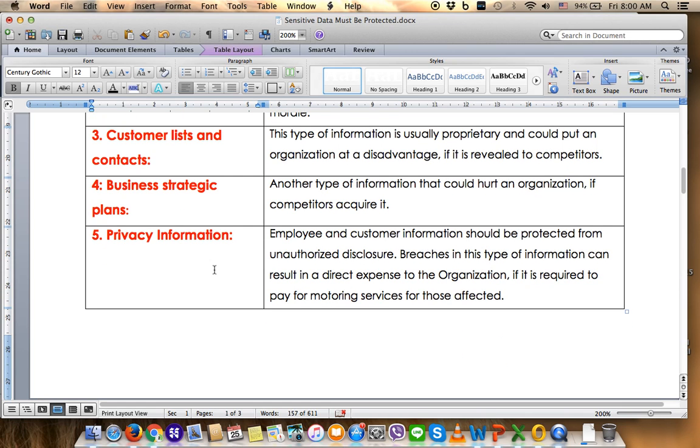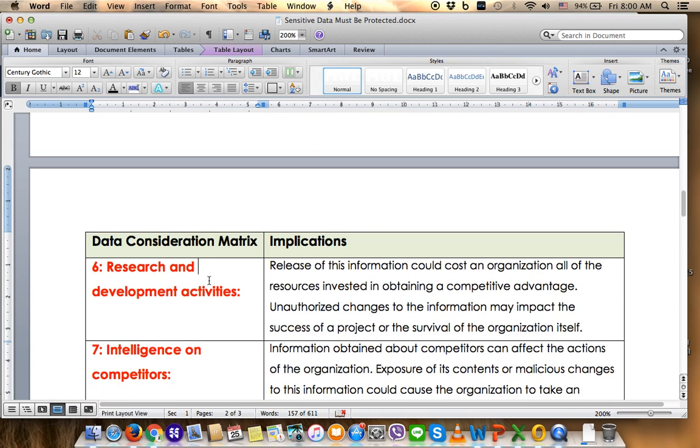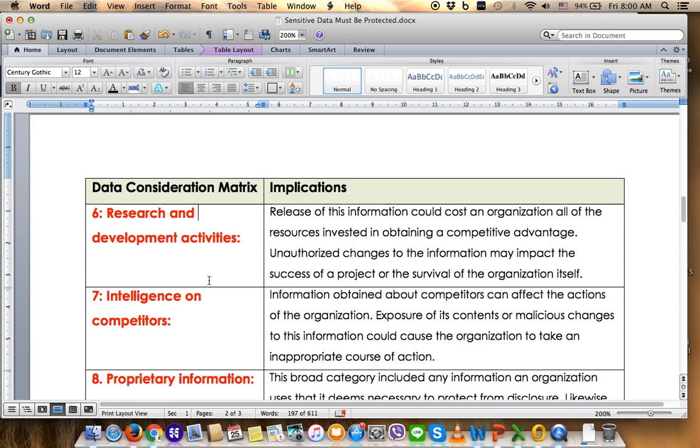The next is privacy information. Privacy information refers to individuals or groups of individuals whose privacy we need to protect from unauthorized persons, to ensure that any data integrity breach can be managed and measured. So number 6 is research and development activity.